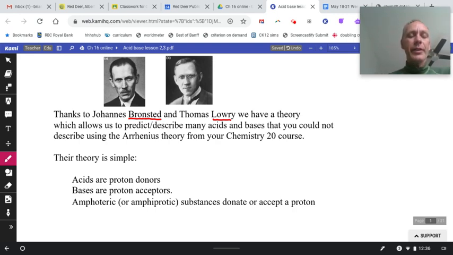So the theory is simple. Acids are proton donors and bases are proton acceptors.